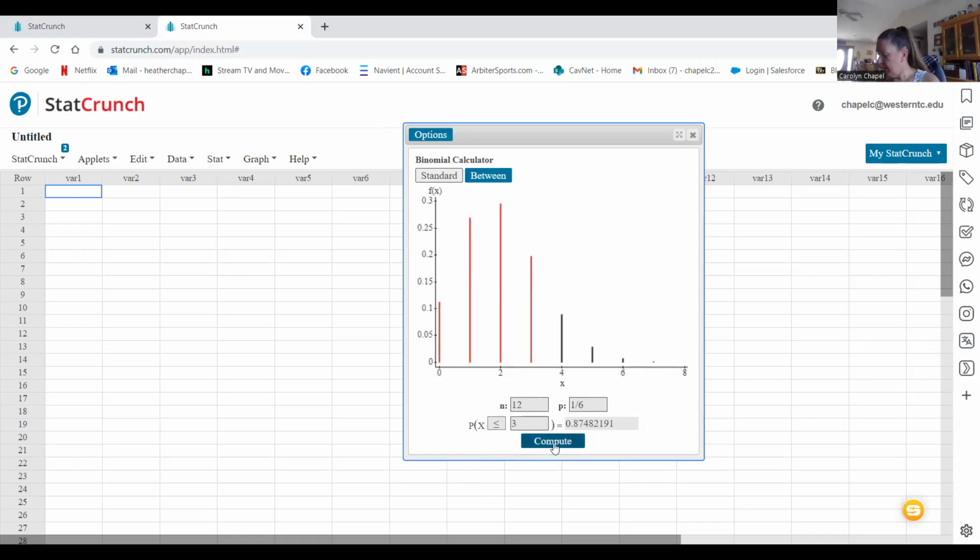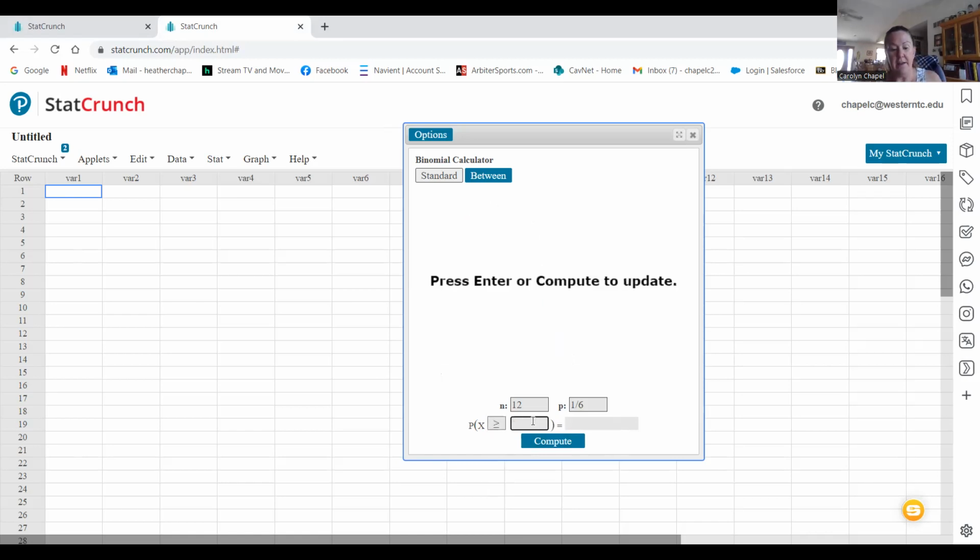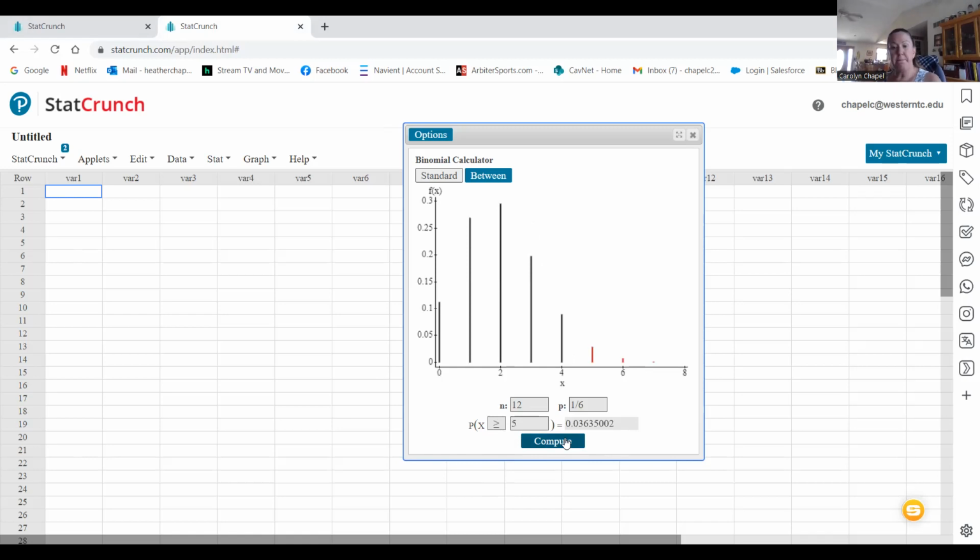And then I'm going to compute, and we get 0.87482191. And you'll notice we can see the 0, 1, 2, and 3, and they are taking those probabilities and adding them together. So here's a little bit more than 0.1, 0.25, about a 0.3, another 0.2, adding them together to get that 0.8748, on and on. The last one we want to do is greater than 5. And that is going to be 0.0363502. And again, you can see the picture.